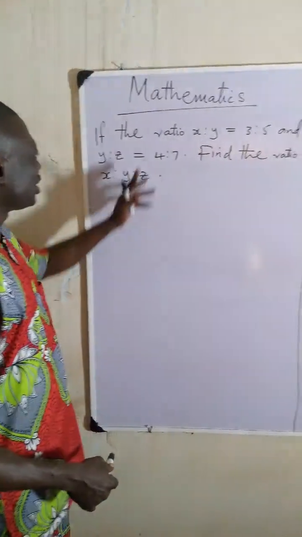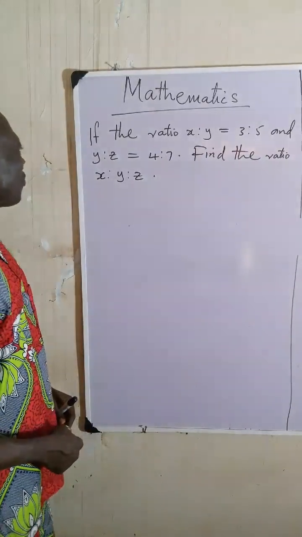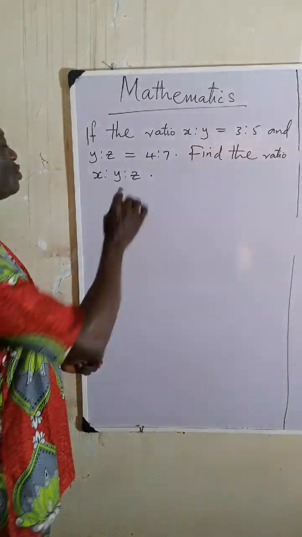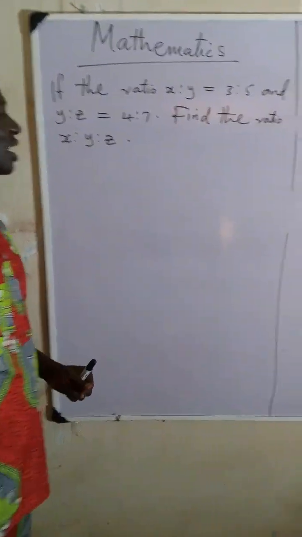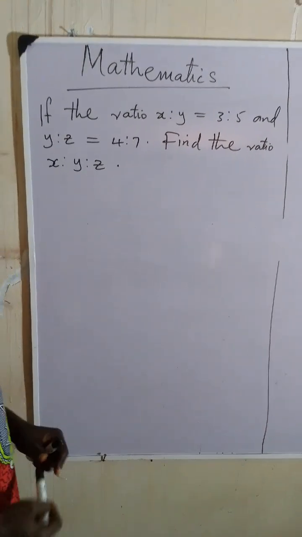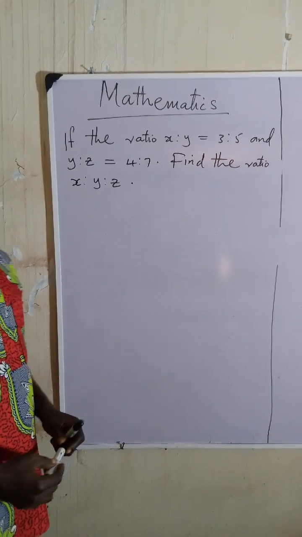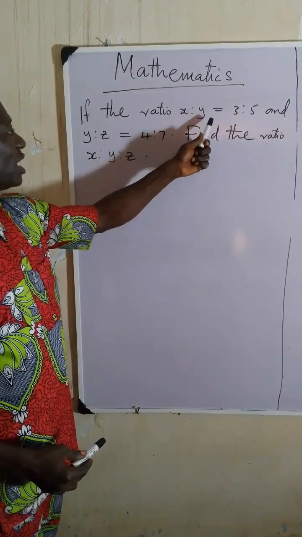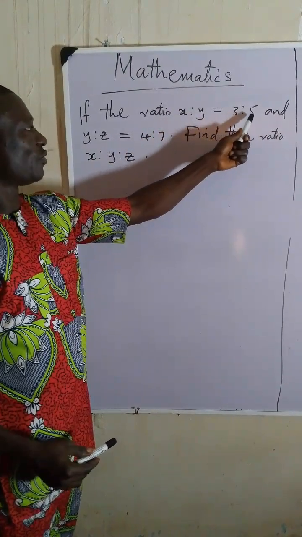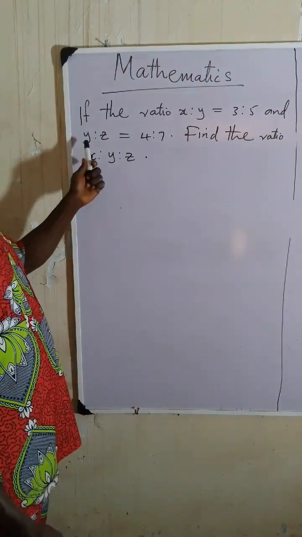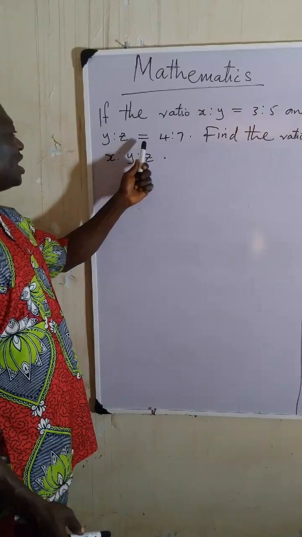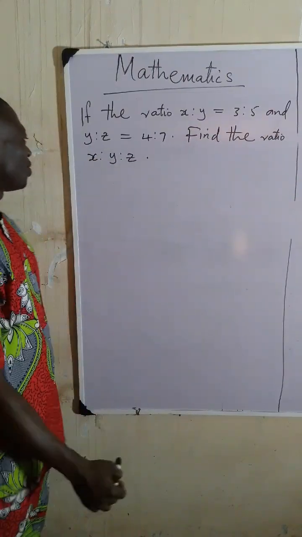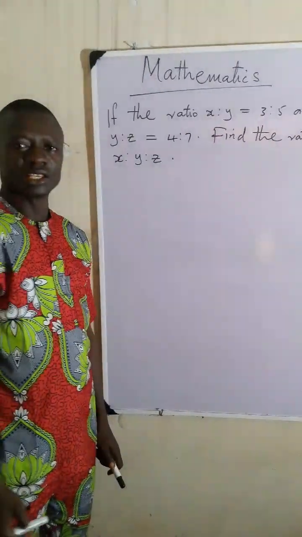Questions with ratio will be easier when we have only two numbers. That means two numbers having ratio with themselves. Let us look at this question. If the ratio x is to y is equal to 3 is to 5 and y is to z is equal to 4 is to 7, find the ratio x is to y is to z.